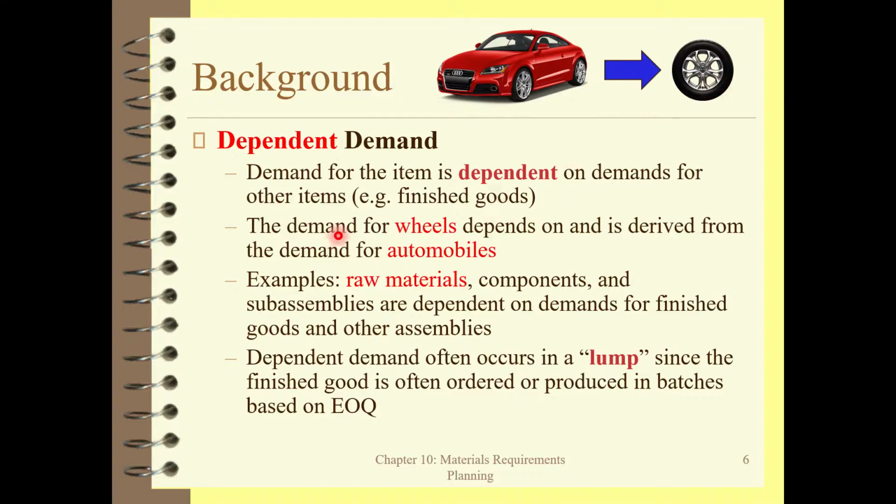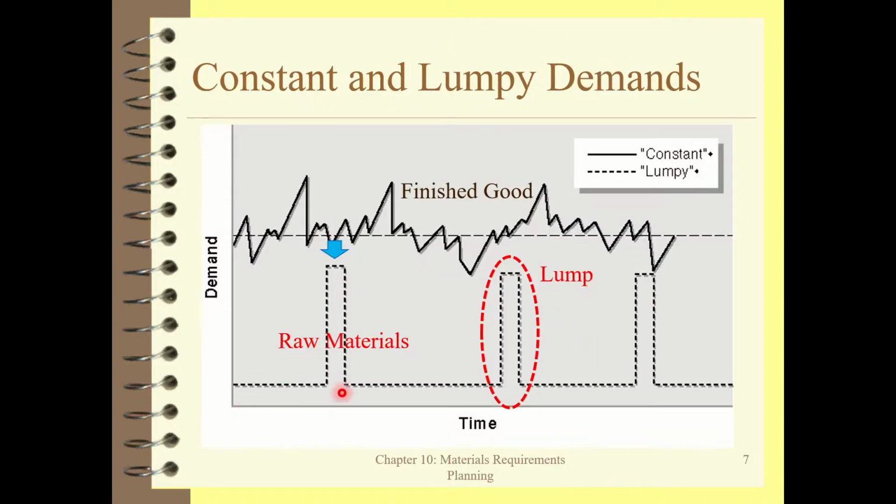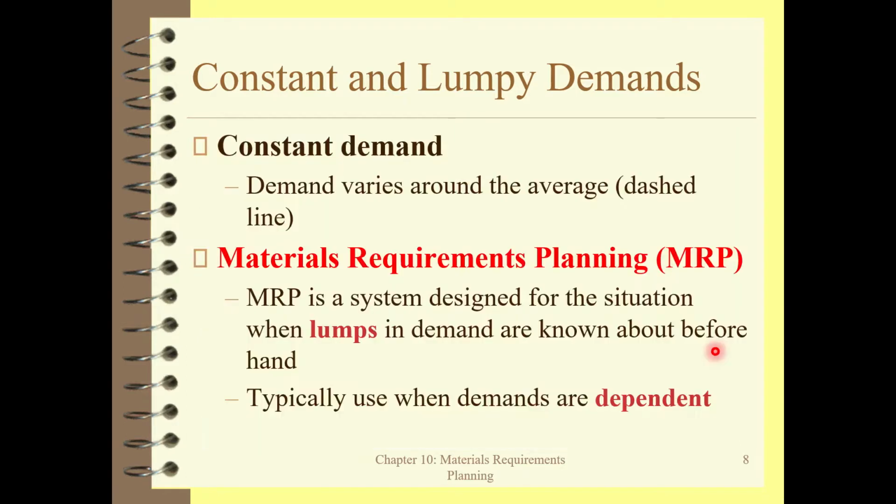For dependent demand, normally we are talking about raw materials, components, and sub-assemblies, which depend on the demand for finished goods or other sub-assemblies. Dependent demand often occurs in a lump. Here it occurs in a chunk, and then no more, and then again a lump, and then none. So it's different from the demand for finished goods, or independent demand. This is the pattern. And in order to manage dependent demand, we need this tool, that is material requirement planning.